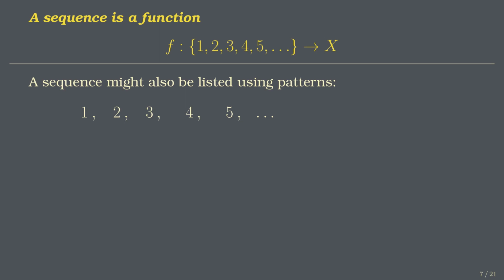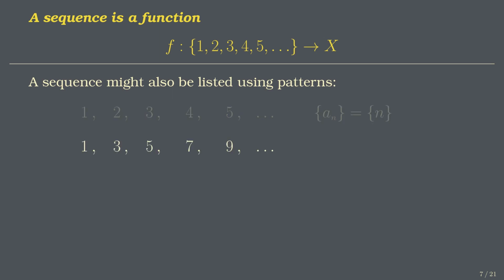terms in the sequence. So for example, here you have 1, 2, 3, 4, 5, etc. The first term is 1, the second term is 2, the third term is 3, the fourth term is 4, and so the pattern is clear enough to help you determine that the nth term should be n. This is equivalent to giving a_n equal to n for all positive integers n.